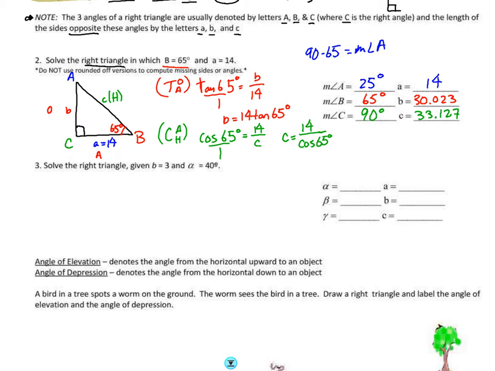We have a right triangle. Here we'll call this beta, we'll call this alpha. Here I know alpha is 40 degrees. Here I know side B is 3. We want to find the rest of the information. This is 40. This is 90. So this is going to be 50 degrees. And side B is 3.